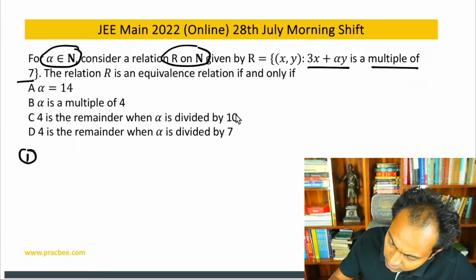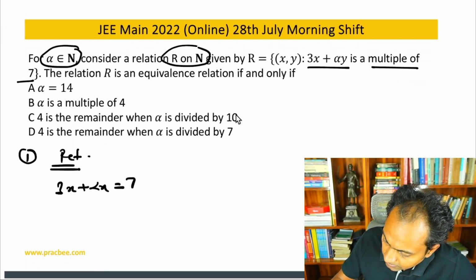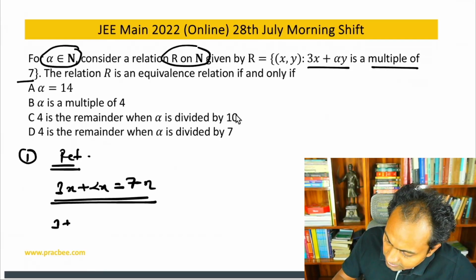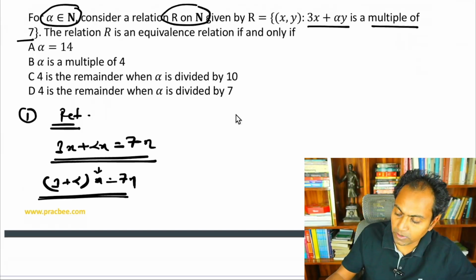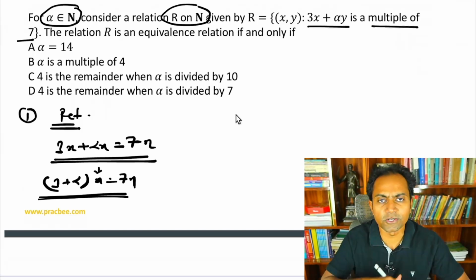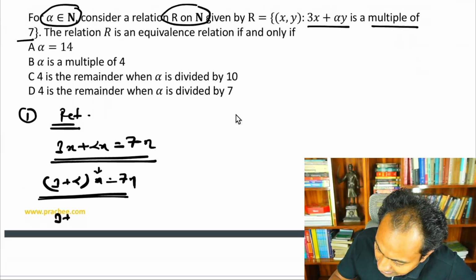So if I just take the first condition of reflexive, I should get my answer. What we are saying is if I put x comma x, it should satisfy. In place of y, let us also put x. So this should be a multiple of 7. So now you can see that 3 plus alpha into x should be a multiple of 7. Now this should be true for any natural number x. In the worst case scenario, this might not be a multiple of 7, like if I put x equal to 1. So for this to satisfy, it is essential that 3 plus alpha should be a multiple of 7.